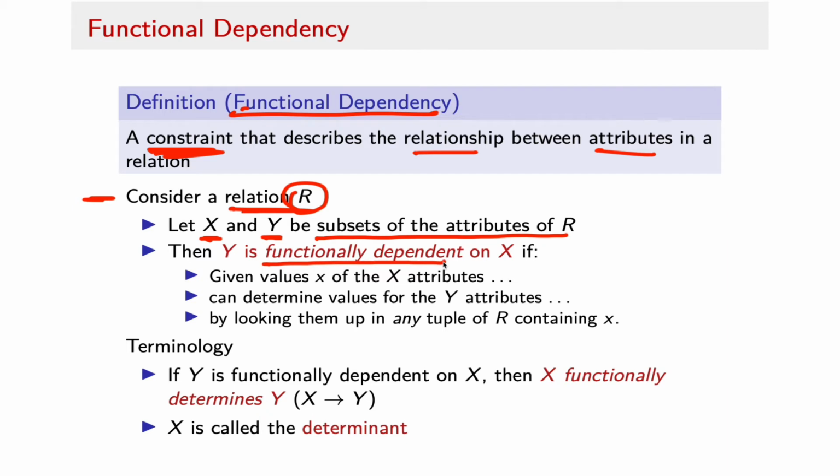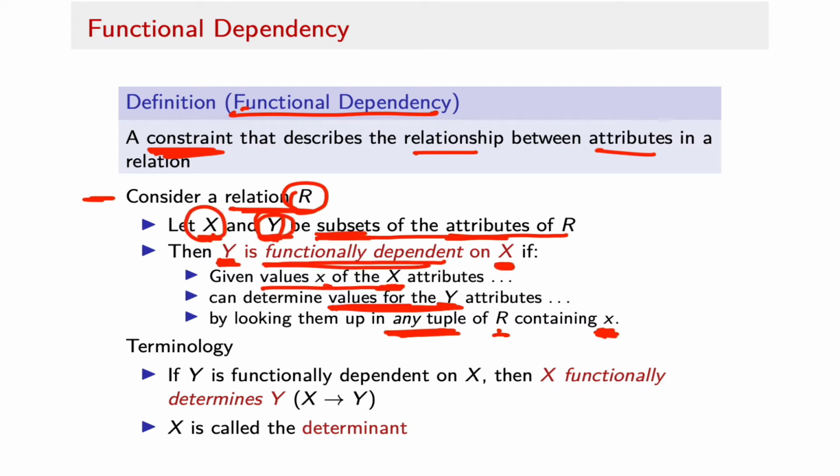So we could say that the attributes in Y are functionally dependent on the attributes in X if, given the particular values for the attributes in X, we can determine the values for the attributes in Y by looking them up in any tuple of R that has those values for X.